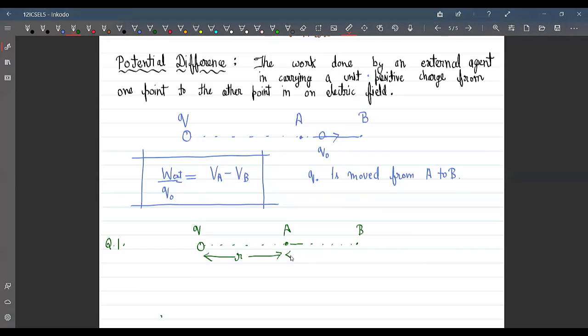And this distance is also R. So I can write, see, potential at point A will be Q by 4 pi epsilon naught R. And potential at point B will be Q by 4 pi epsilon naught into 2R, because the distance of point B from the original charge is 2R.